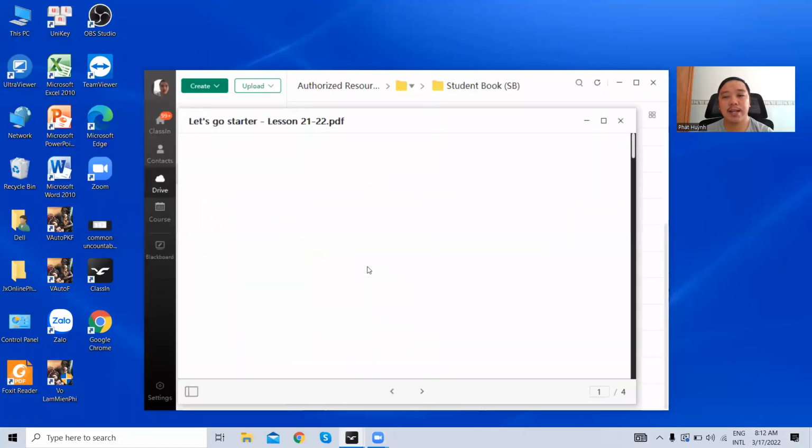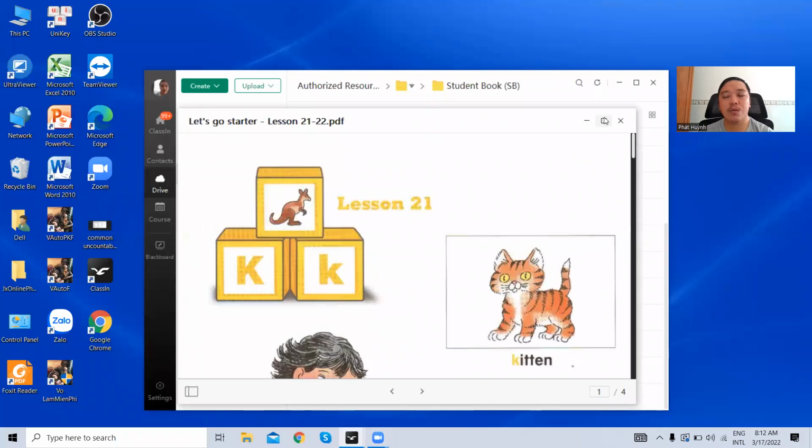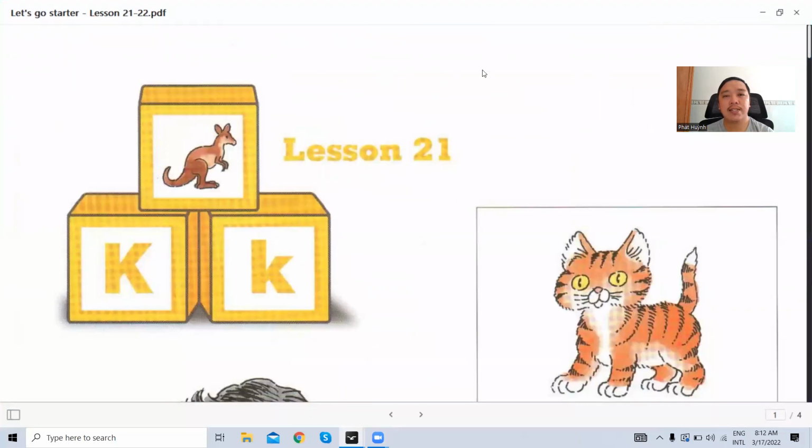Now we move to the next lesson, lesson 21. Okay, lesson 21, what is this? Lesson 21, what is it? Lesson 21 là gì các bạn? That's right. Tiết 21.